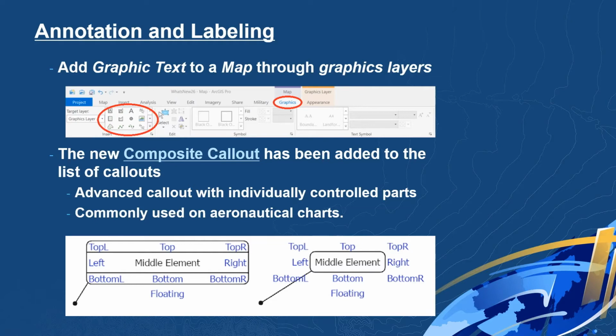We also have the addition of composite callouts to the menu of callout options. Now, these are advanced callouts that have individually controlled parts, giving users more flexibility when setting point label placements. These callouts are commonly used on aeronautical charts, so it will be of great benefit to customers in that space.